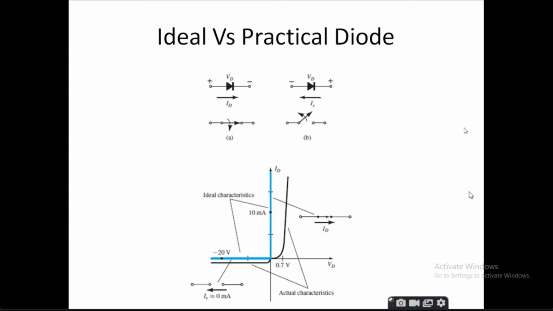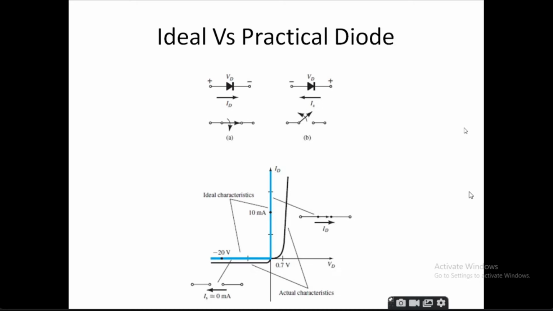If you look at the diode current equation, it closely matches the practical characteristic that you may get when you perform this experiment. There is an exponential nature in the forward bias, and in the reverse bias, the current initially increases and then becomes saturated.